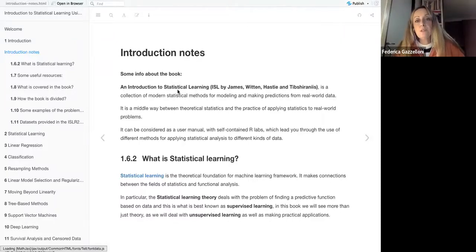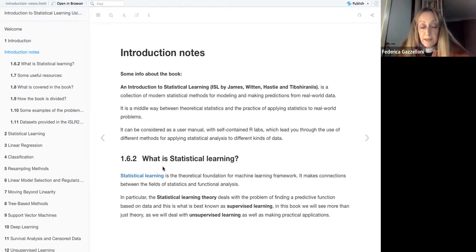An Introduction to Statistical Learning is a collection of modern statistical methods for modeling and making predictions from real-world data. So we use real-world data, and it is a middle way between theoretical statistics and the practice of applying statistics to real-world problems. It can be considered as a user manual with self-contained R labs, which lead you through the use of different methods for applying statistical analysis to different kinds of data.